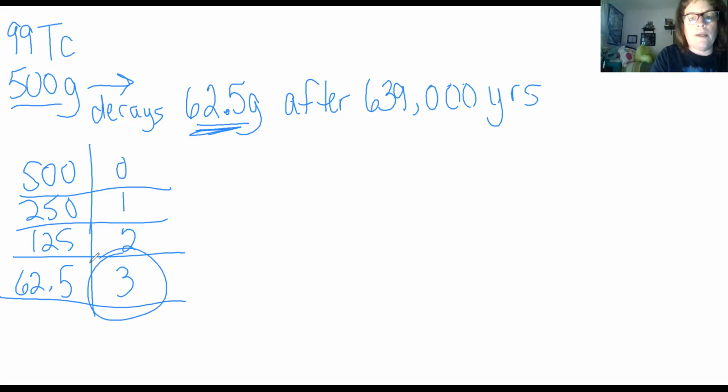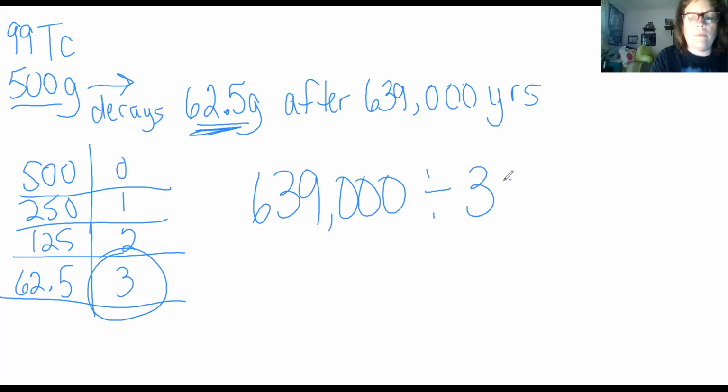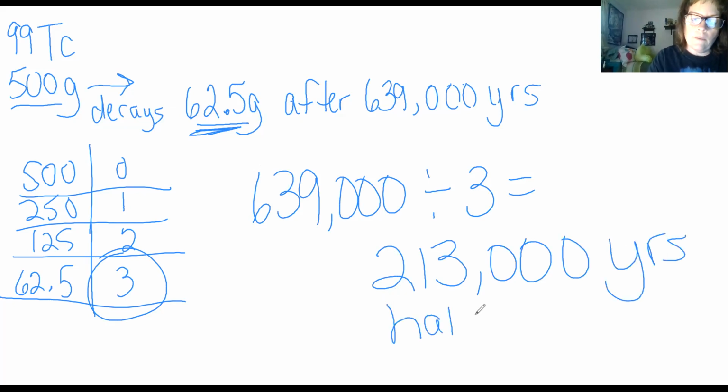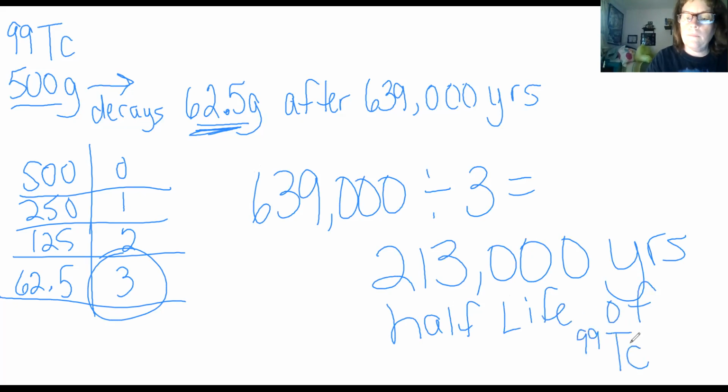So how do we figure out the half-life? We take the amount of time that has passed and divide it by the 3 half-lives. And that is going to tell you that 213,000 years is the half-life of this element. Okay, here's your answer.